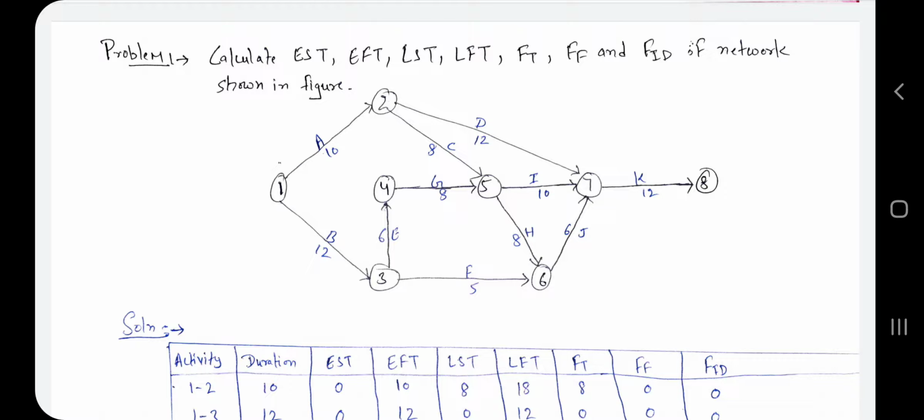EST is the earliest start time, EFT is the earliest finish time, LST is the latest start time, and LFT is the latest finish time. TF is the total float, FF is the free float, and FID is the interference independent float. Okay, so here we are given one network, and this is the diagram. With the help of this diagram we have to calculate these. So let's start.